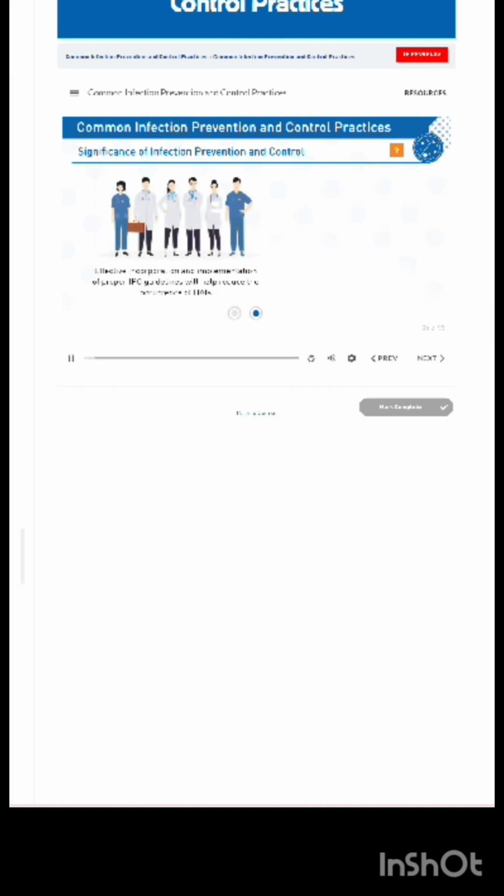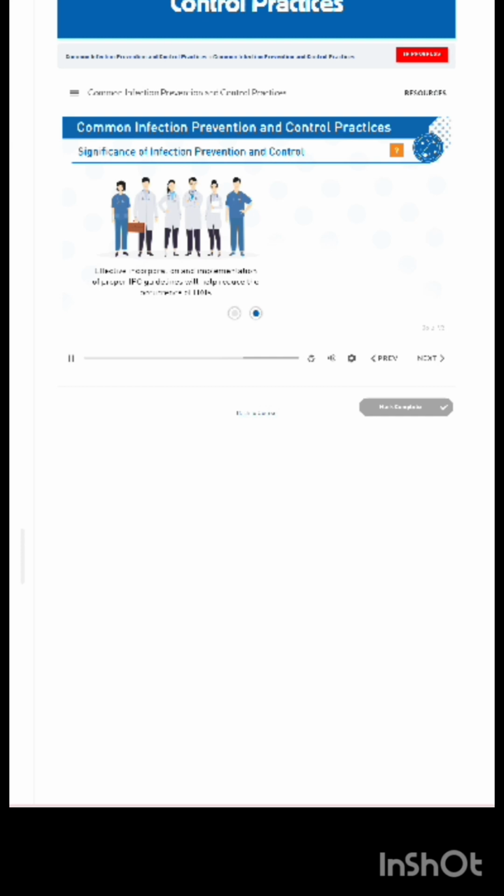Effective incorporation and implementation of proper IPC guidelines will help reduce the occurrence of HAIs. Adherence to a proper IPC program will help reduce the risk of acquiring secondary infections for the patients and the staff. Implementation of IPC practices will help reduce the risk of the potential spread of disease and will therefore help maintain a safe environment for everyone.